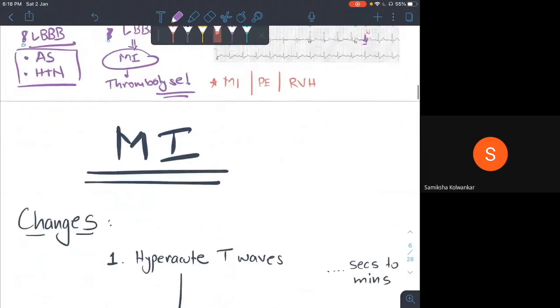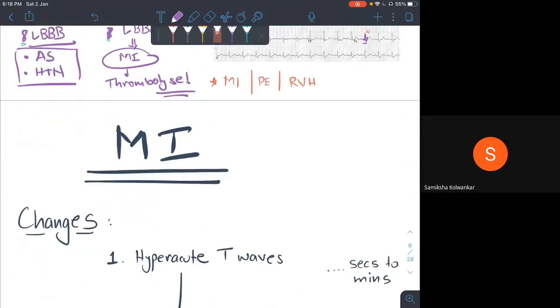The most common causes of this are, again, MI, pulmonary embolism, or right ventricular hypertrophy. Like I said, when you hypertrophy something, a pseudo bundle branch block is created because of the tension which is caused on the bundles.